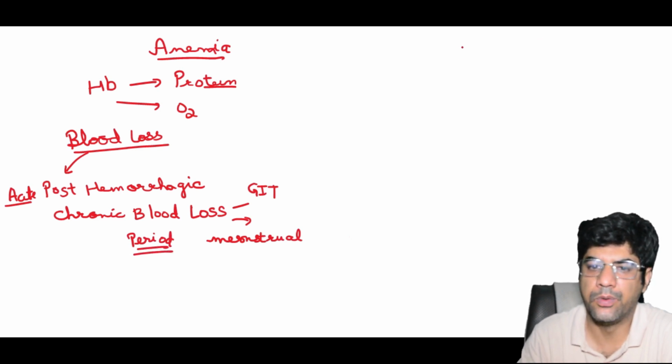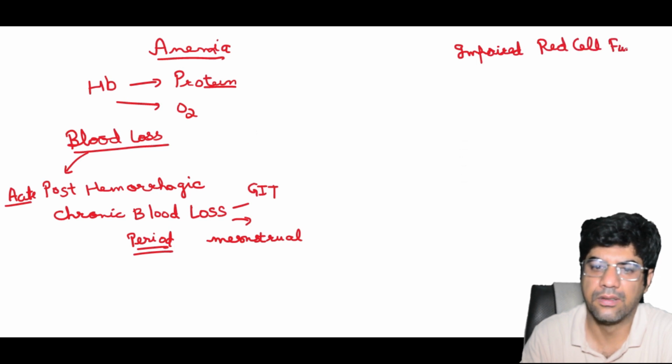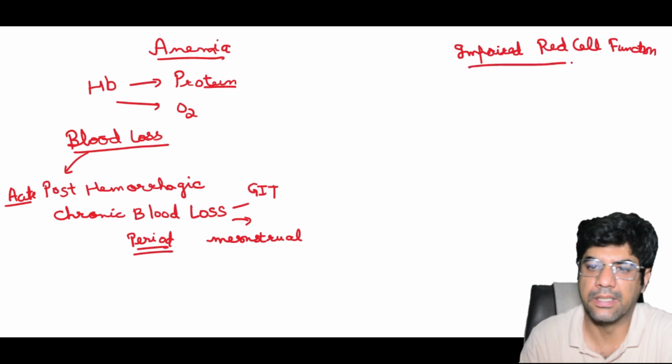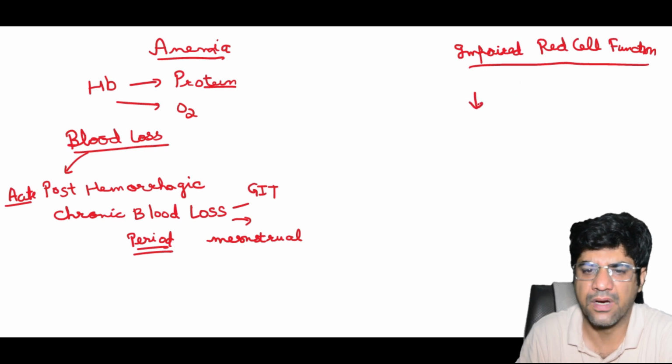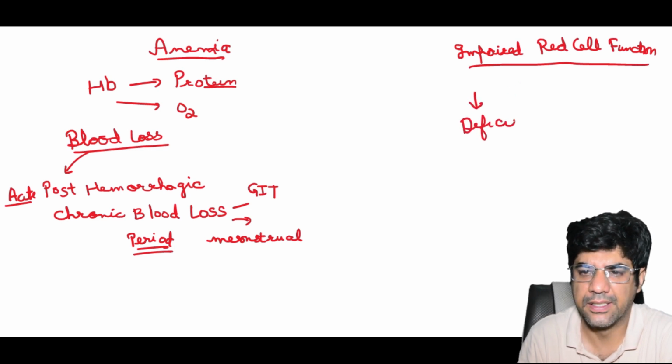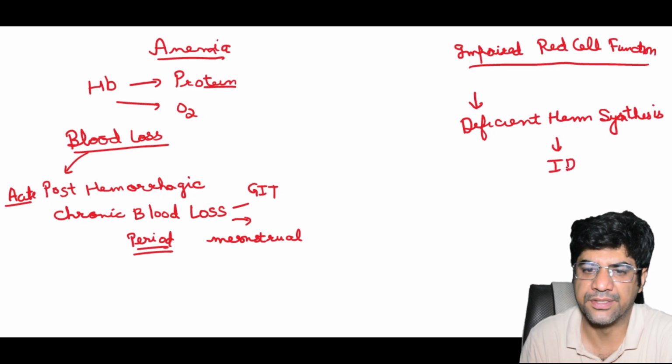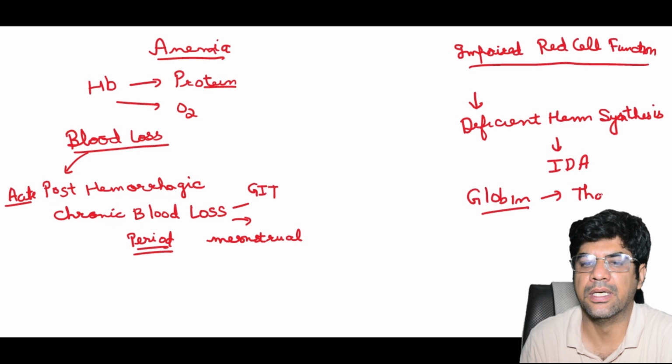Another could be anemia due to impaired red cell function. There could be a cytoplasmic maturation defect, such as deficient heme synthesis, which would lead to iron deficiency anemia, or deficient globin synthesis that results in thalassemia.